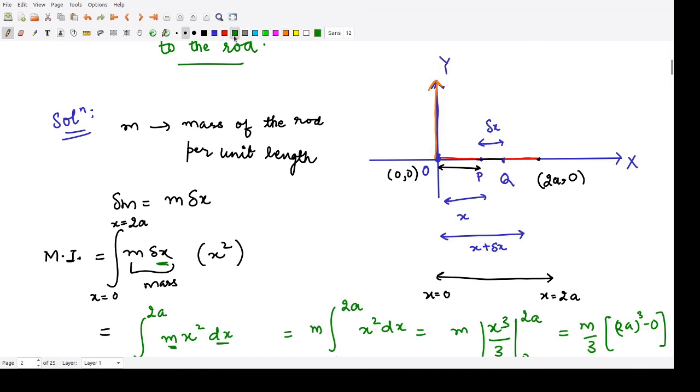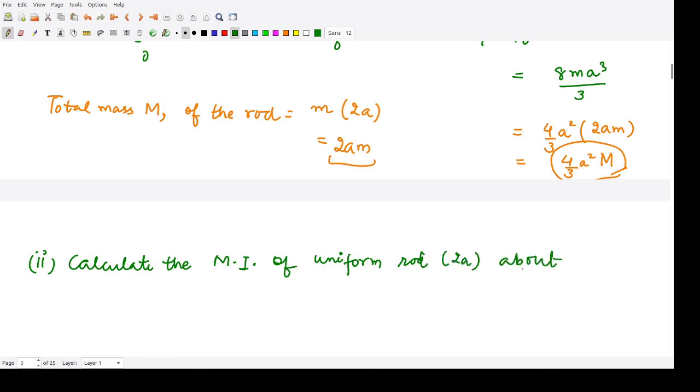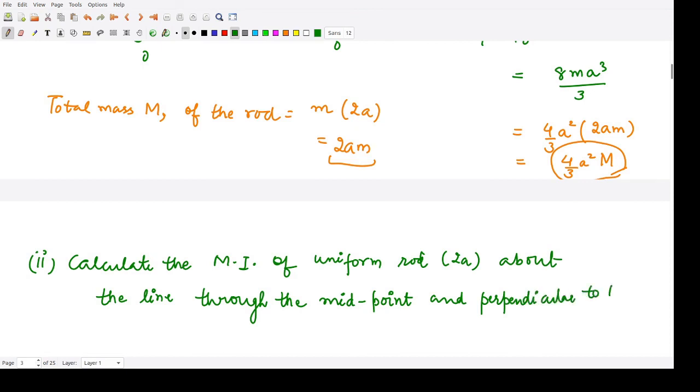The second part says that we are to calculate the moment of inertia of a thin uniform rod, the same rod, having length 2a, about the line through the midpoint, passing through the midpoint and perpendicular to the rod.